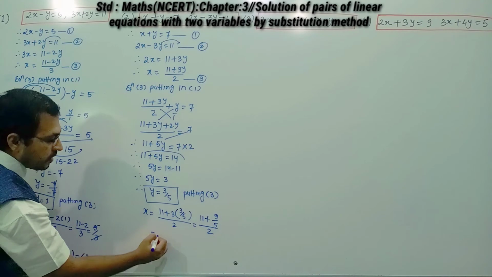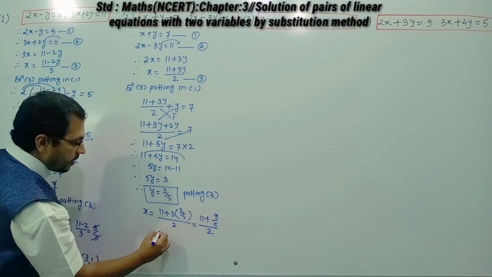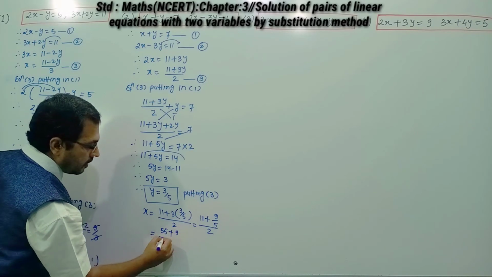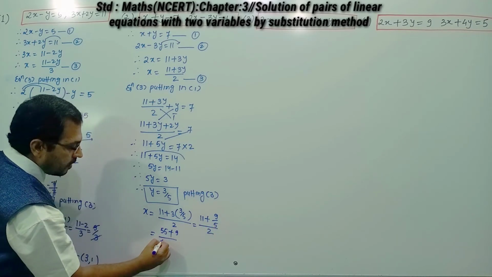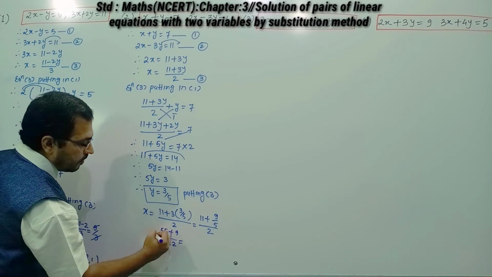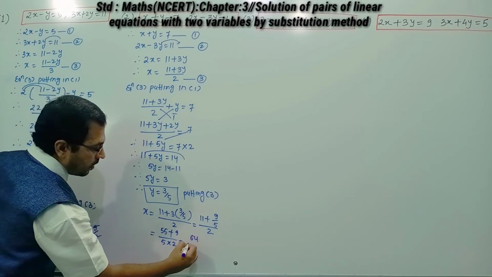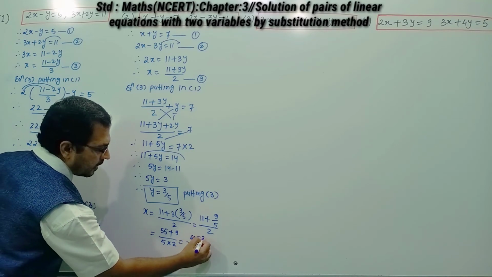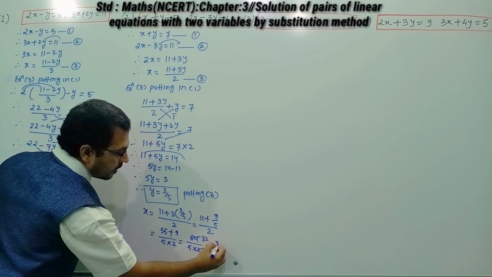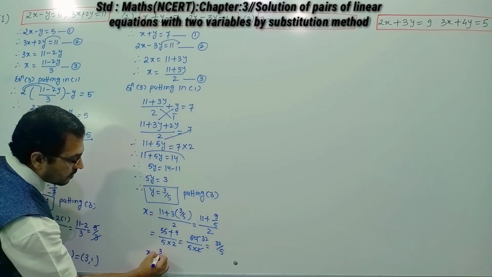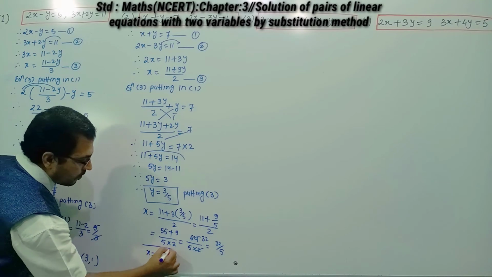Okay students. So 5 into 11, 55. There will be 9, it comes to the denominator. 5 into 2. So here we are getting 64. 5 into 2, these will be cancelled out. 32. So 32 by 5. So the value of x is 32 by 5.